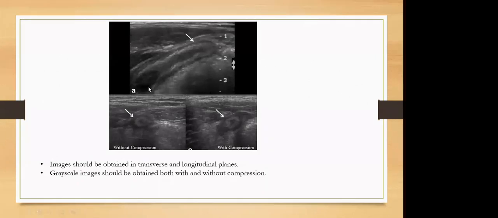And this is another image of acute appendicitis, with compression and without compression. It's not compressible. All the images look the same here, and the surrounding fluid as well. So images should be obtained in transverse and longitudinal, both with and without compression.